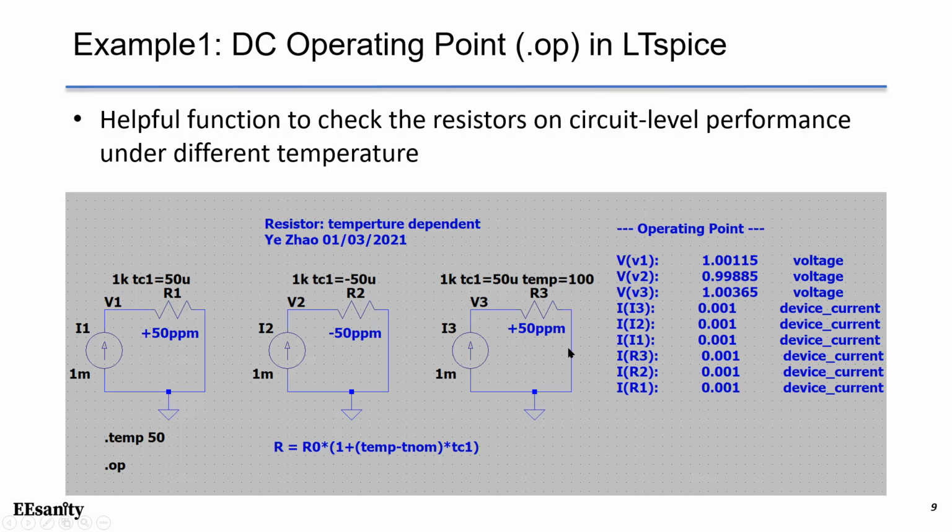In the third resistor, also the temperature is different from the simulation. It is defined specifically at 100 degrees C. That means the resistor R3 will have more resistance than the other 2 resistors because it's working at a higher temperature. The nominal resistance is 1 kilo ohm for all cases.